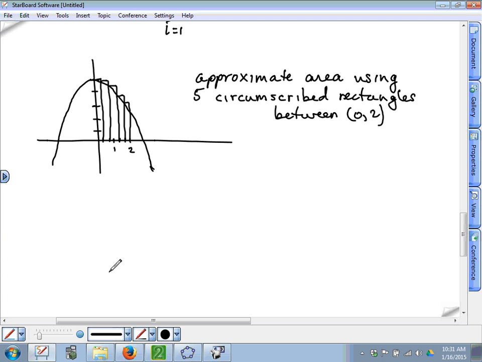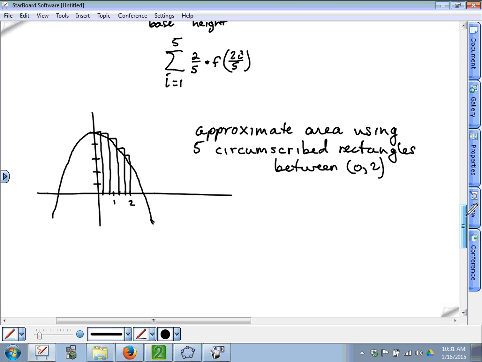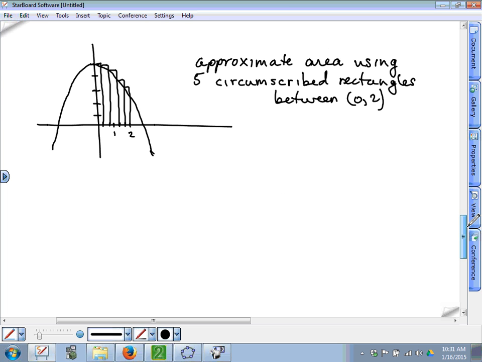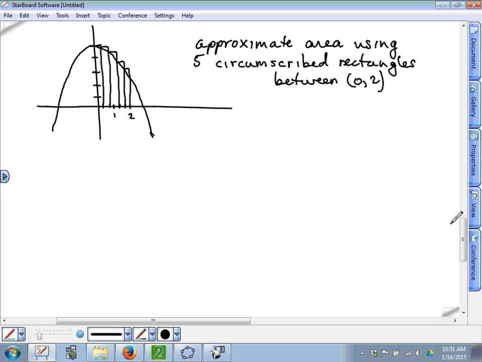These are referred to as upper sums and lower sums. Upper sums and lower sums. Which one do you think we're going to be finding here? An upper or a lower sum? Upper sum. Which one did we find here? A lower sum. They're also sometimes referred to as right side and left side sums.